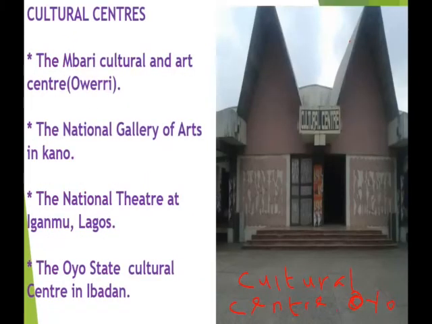And lastly, we'll be talking about cultural centers. The cultural center is a building specifically built to promote and showcase people's artistic and cultural heritage. Nigeria has a rich culture reflecting its multiple ethnic groups. Therefore, many cultural centers are found in different states in Nigeria. Some of the cultural centers in Nigeria include the Mbari Cultural and Art Center in Owerri, Imo State.